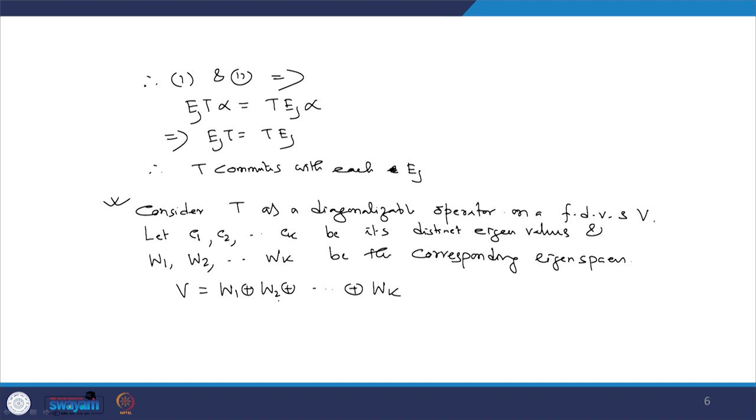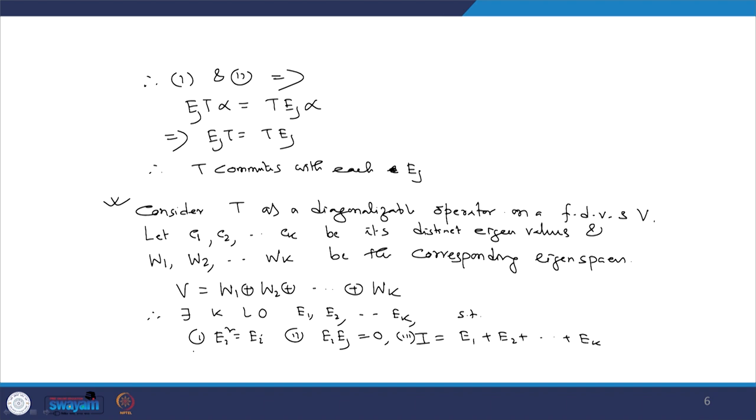Since V is a direct sum decomposition of W_1, W_2, ..., W_k, our previous result says that there will be k projection operators, say E_1, E_2, ..., E_k, where the range of E_i is W_i. So that concept will be there. So there exist k linear operators E_1, E_2, ..., E_k such that E_i squared equals E_i, E_i E_j equals 0 for i not equal to j, the identity operator must be equal to E_1 plus E_2 plus ... plus E_k, and the range of E_i is W_i. Now, let us see in what way T being diagonalizable is helping us.